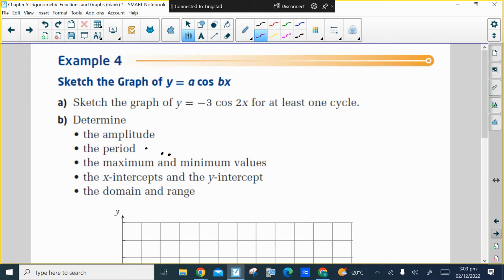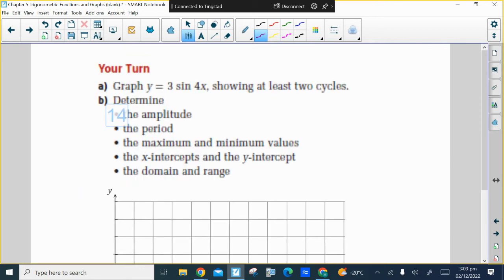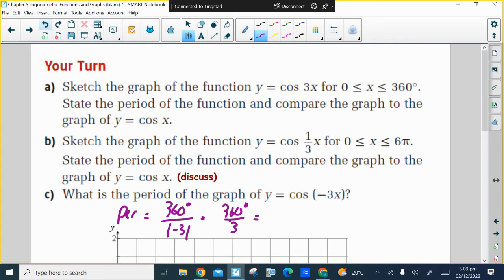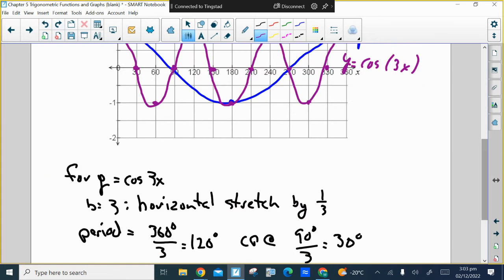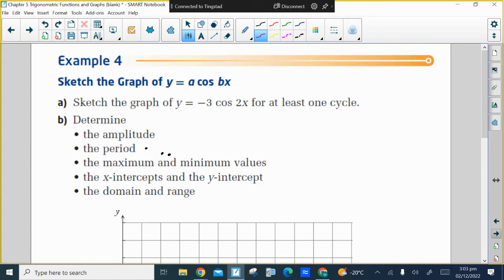So now you want to sketch y equals -3 cosine 2x. So we're going to combine a couple different transformations here, actually 3. So the first thing we see is that we have an a value of -3. That's going to cause a vertical stretch by 3 and a reflection over the x-axis.